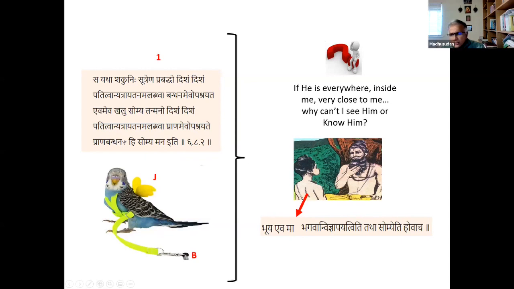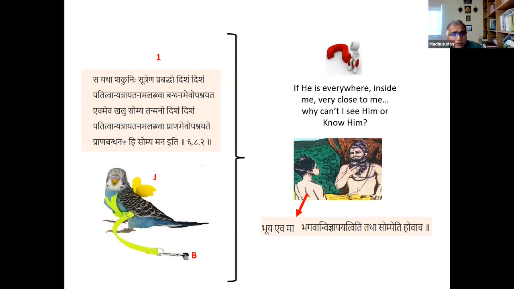So Shvetaketu immediately is still not satisfied with the example. He says, if this bird comes and rests very next to the pillar, I don't understand how the bird is not able to recognize the pillar. If the supreme being, you're saying, is everywhere and he is very subtle, but he is everywhere and he is inside me also, why can't I see him or know him? What you're saying is very fictitious.